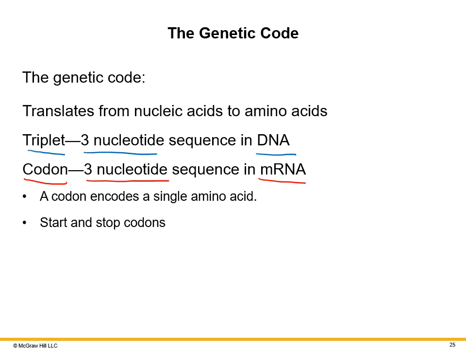And a codon is going to provide the information for a very specific amino acid. Also, we have start and stop codons, which start and stop translation. So remember, the DNA is going to code for the mRNA, and the mRNA is going to code for the amino acid.